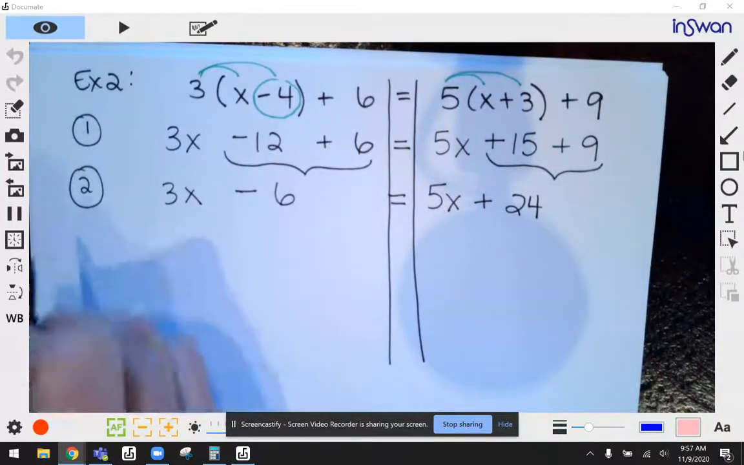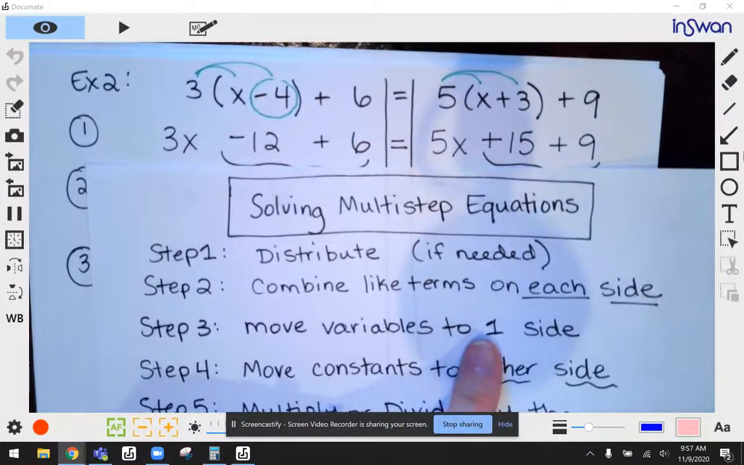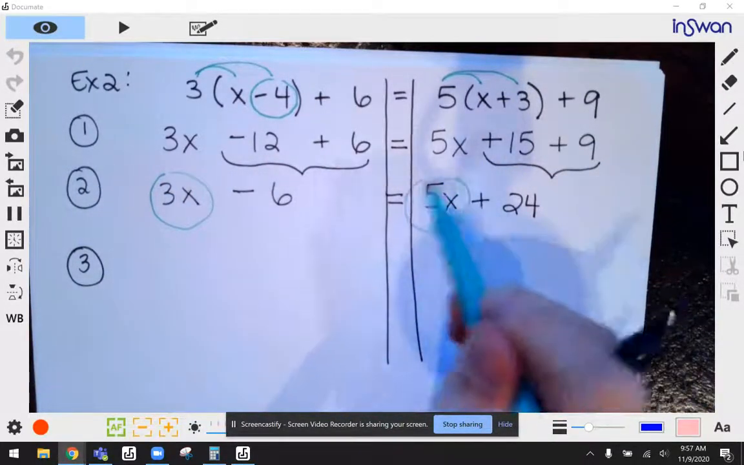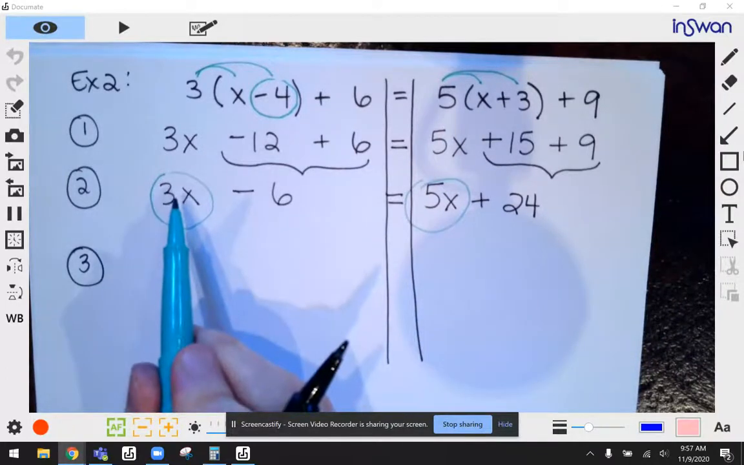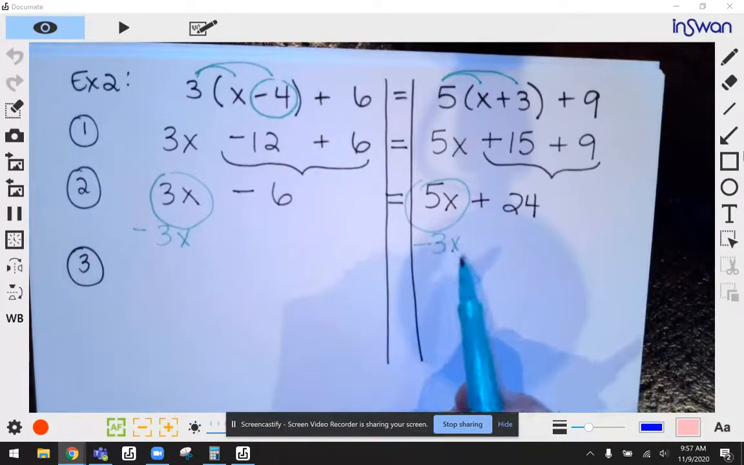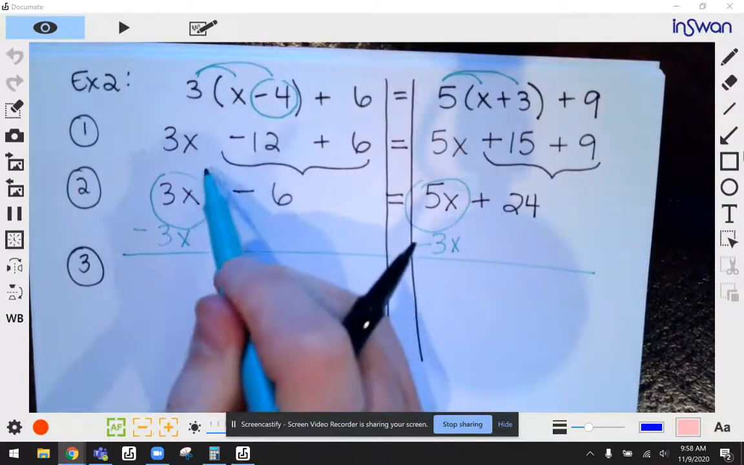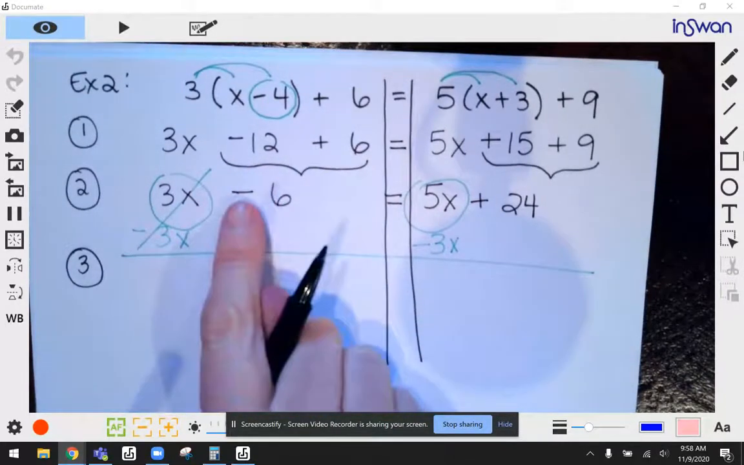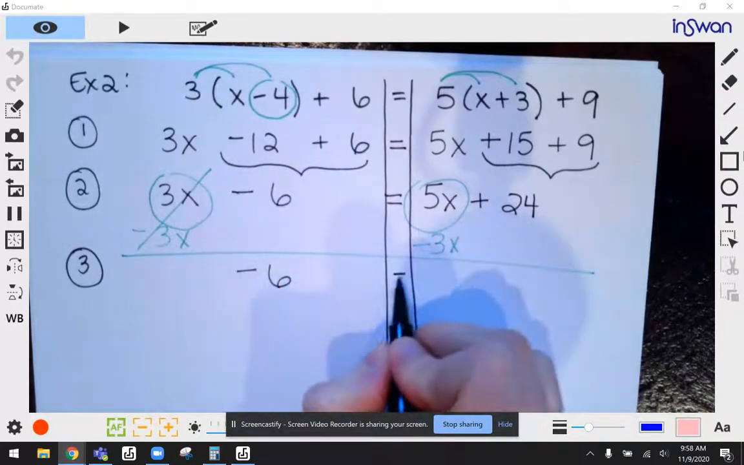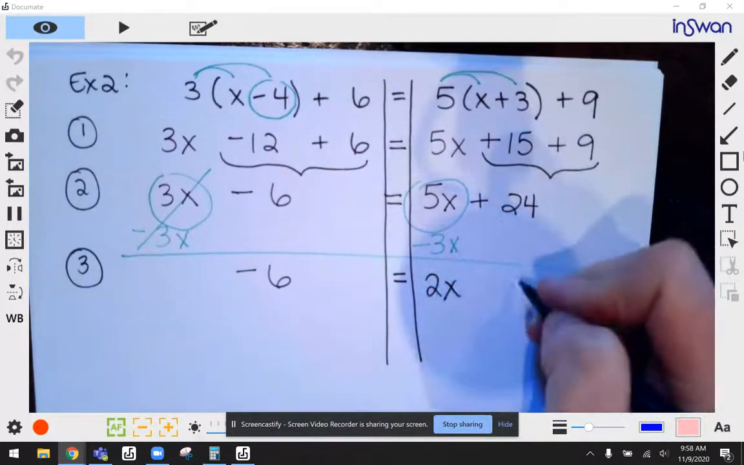Okay. Step 3, let's check back on our notes. Move variables to one side. So let's find those variables. We've got a 3x and we've got a 5x. I'm going to pick the smaller one and take it away from both sides. That way I get a positive number next to my x. Just makes life easier. Okay, so 3x minus 3x is 0. It goes away. I'm going to bring down my minus 6. Don't forget that negative sign that's in front of the 6. Equals 5x minus 3x is 2x. And bring down my plus 24.